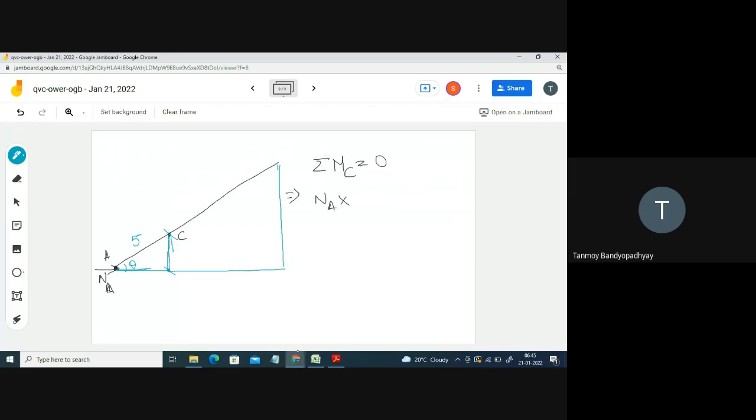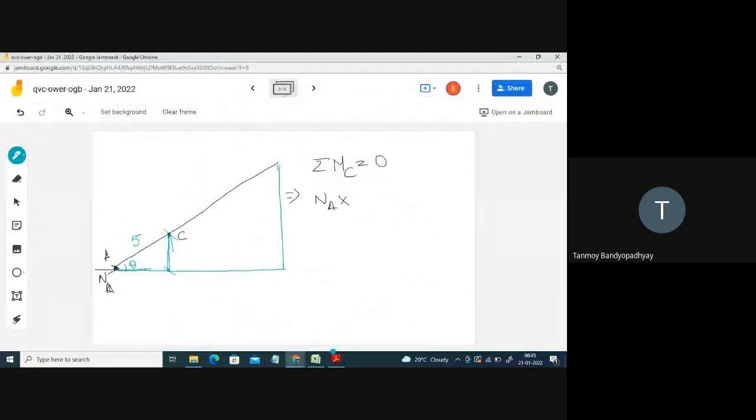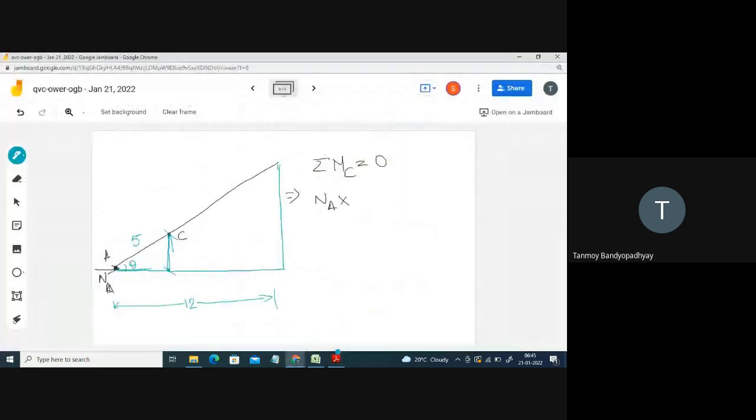So this total height, what is this height? So this height is 12. Yes, exactly, so this height is 12. And what else is there? This height is 15. This total height is 15.